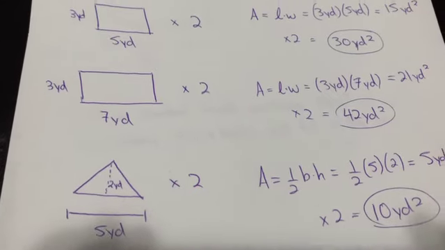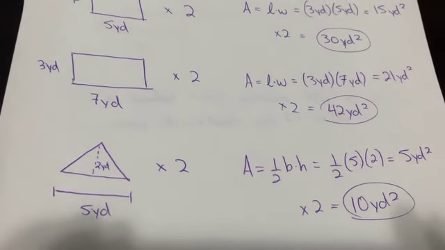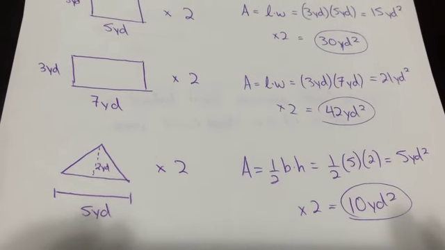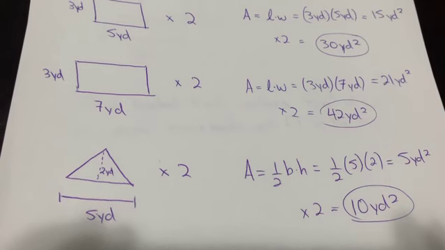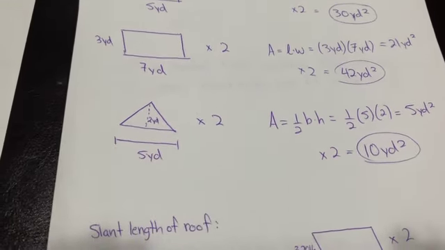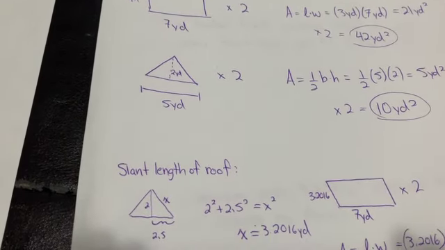Triangle is also not bad, especially given that we have the base and the height given. So 1/2 base times height, 1/2 times 5 times 2, and then we double that because we have one on the back as well. The reason why I say the slanted rectangle is a bit trickier is because we need to figure out what the slant length of that roof is.